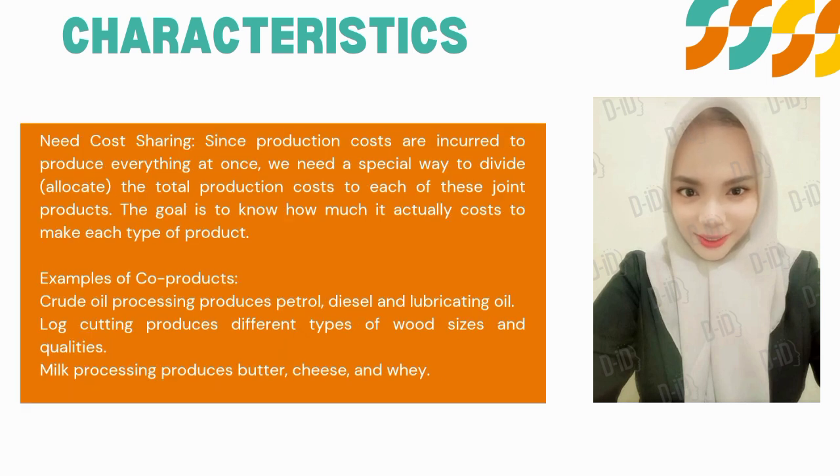Need cost sharing. Since production costs are incurred to produce everything at once, we need a special way to allocate the total production costs to each of these joint products. The goal is to know how much it actually costs to make each type of product. Examples of co-products. Crude oil processing produces petrol, diesel, and lubricating oil. Log cutting produces different types of wood sizes and qualities. Milk processing produces butter, cheese, and whey.